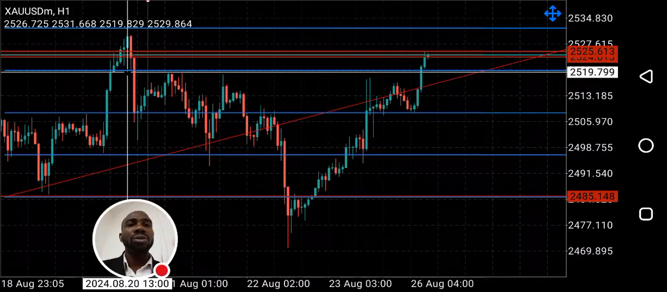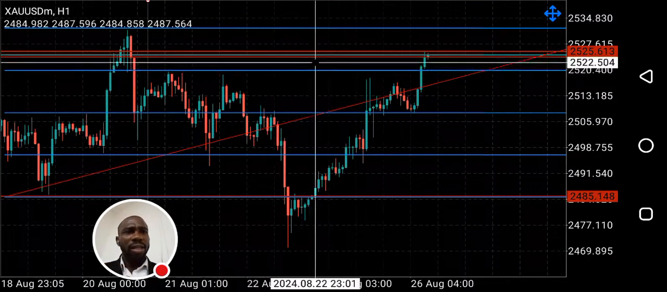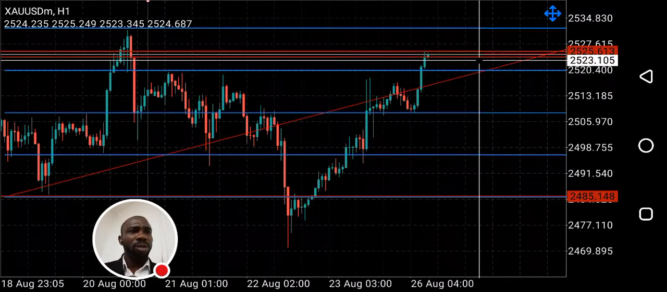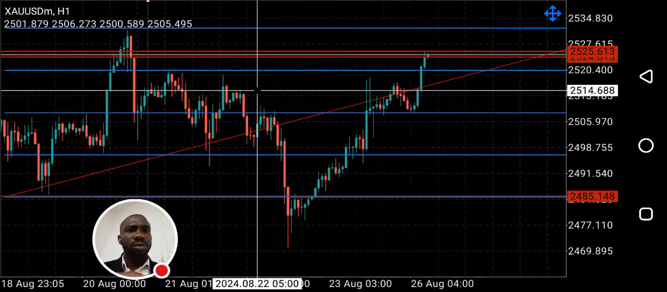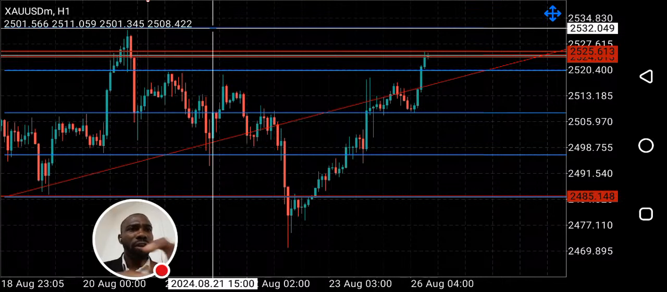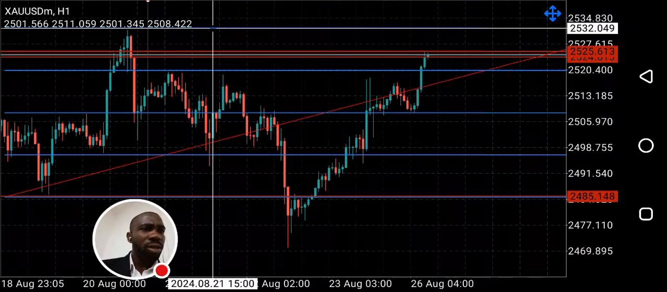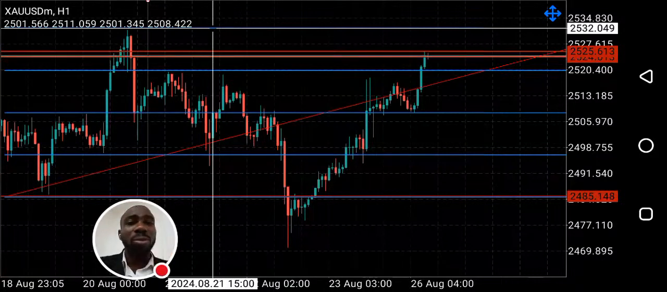The high of this candle is 2531.6. And if you're entering from this point, 2523.1, that's about, if I'm correct, 90 pips. Close to 90, close to 100 pips. So your risk on the trade will be as high as 100 pips.